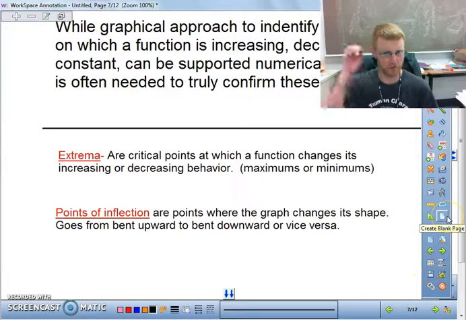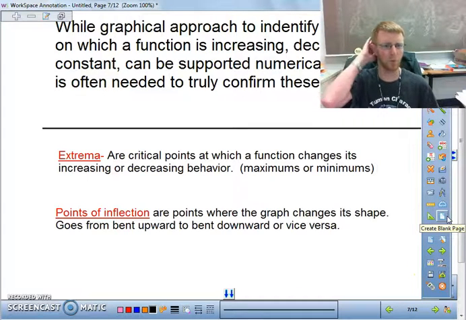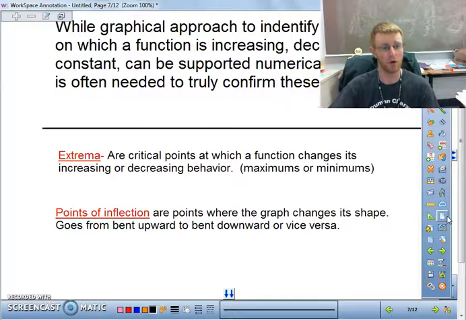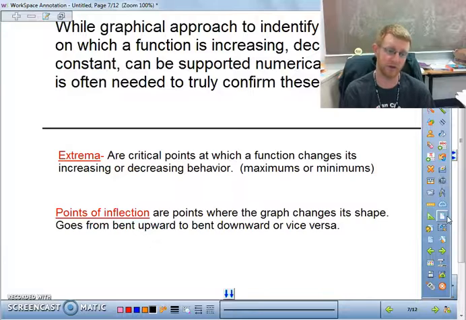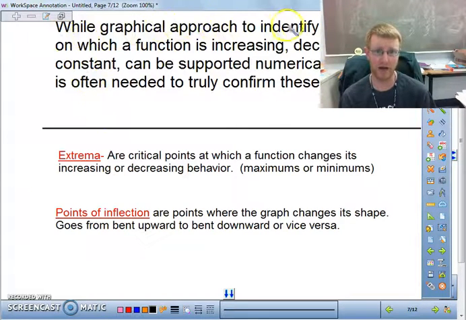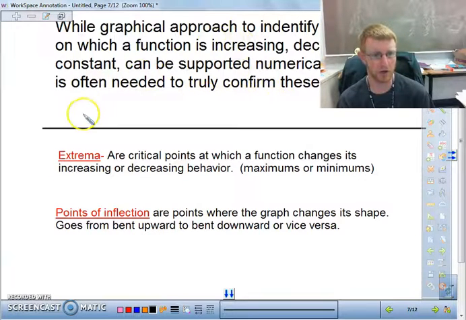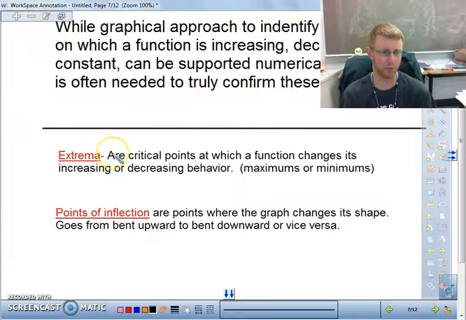Okay, so now let's talk about some different terminology about a graph. So we've just talked about where things are increasing and where they're decreasing and where they're flat. So specifically, we're talking about the slopes of those graphs, essentially. So it says, while a graphical approach to identifying the intervals on which a function is increasing, decreasing, or constant can be supported numerically, typically calculus is often needed to truly confirm these numbers. So we have a couple of terms here that I think are important.